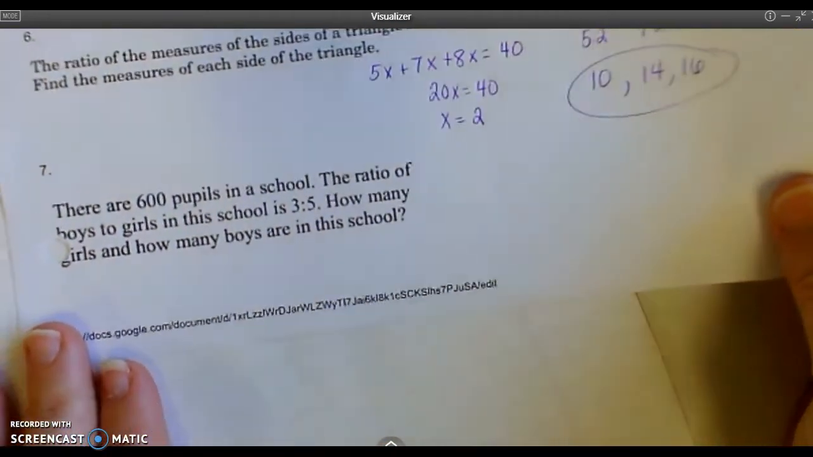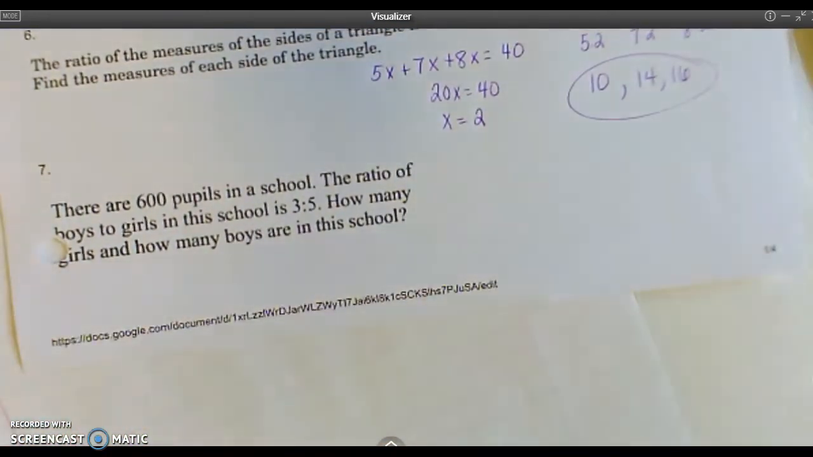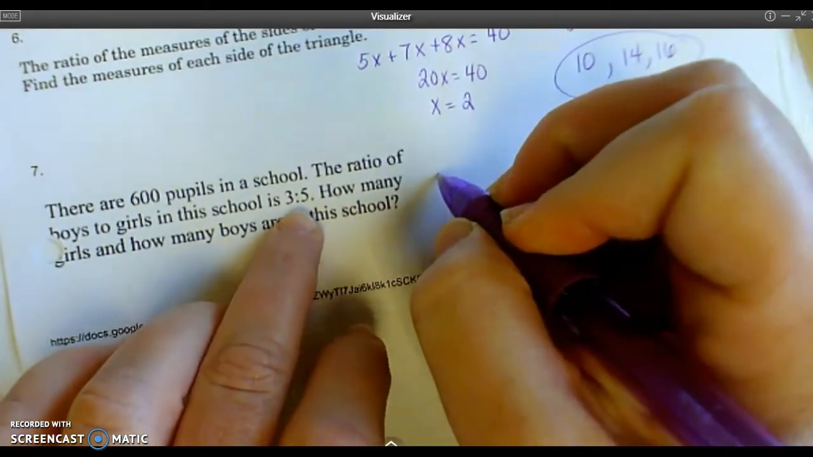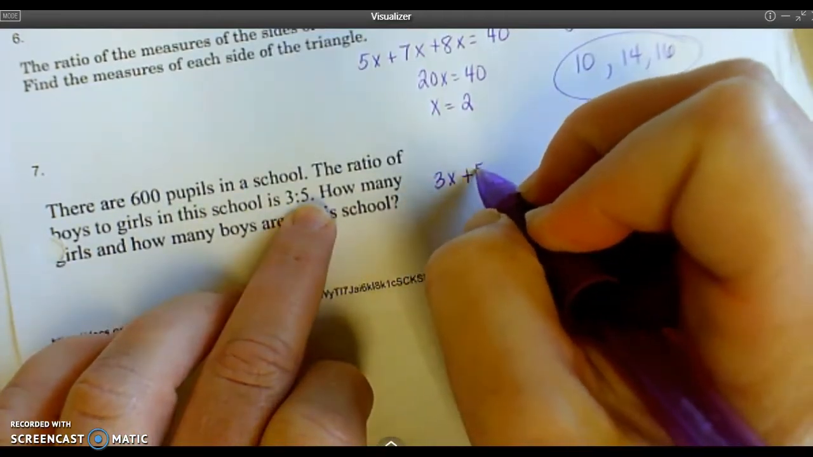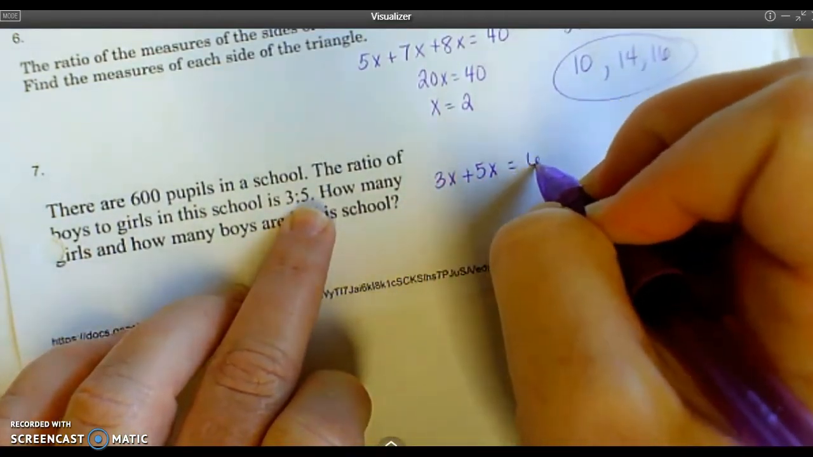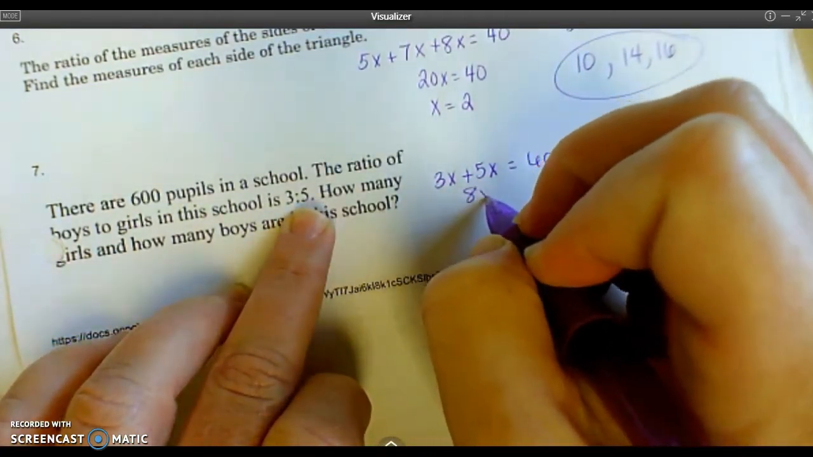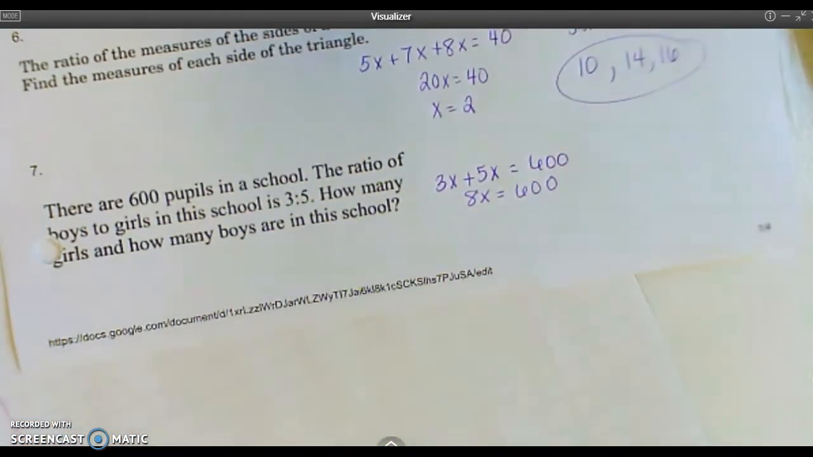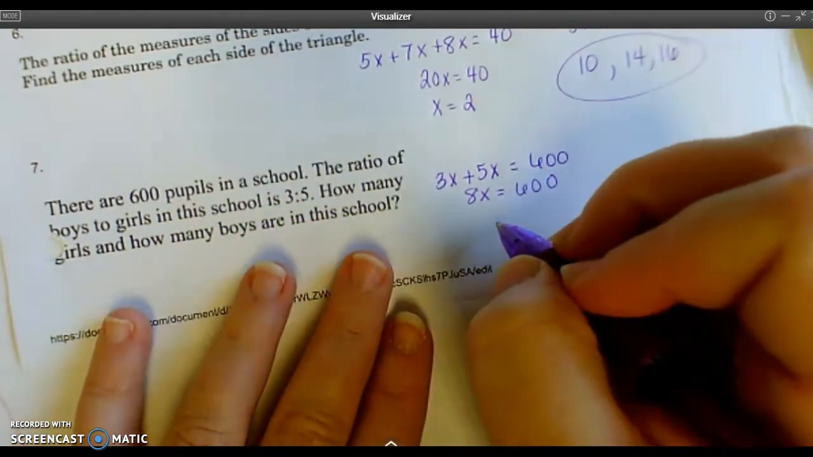And number 7. There are 600 pupils in a school. The ratio of boys to girls in this school is 3 to 5. How many girls and boys are in the school? Very similar. So we take 3x plus 5x and equal it to 600. Add that together. Divide by 8.